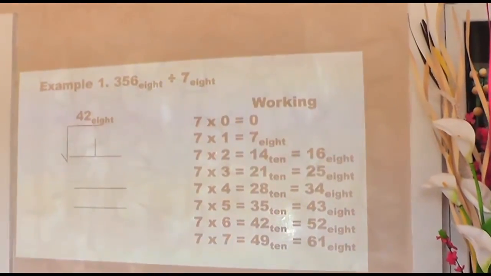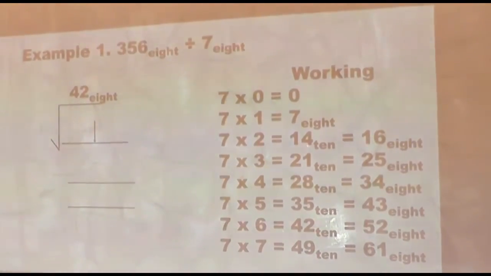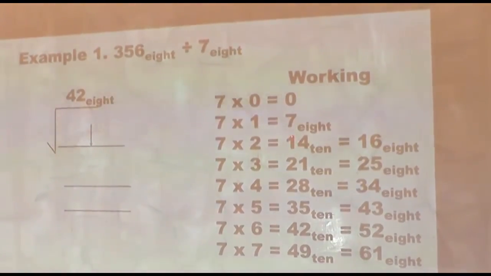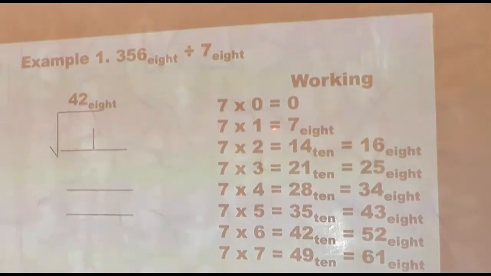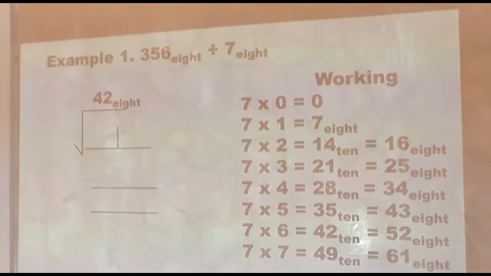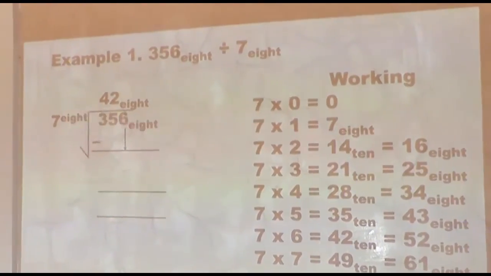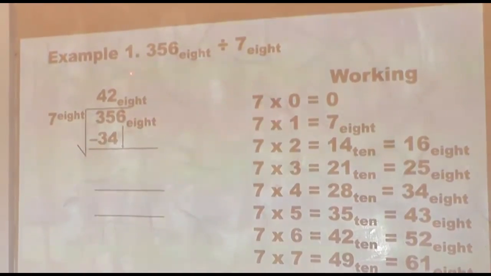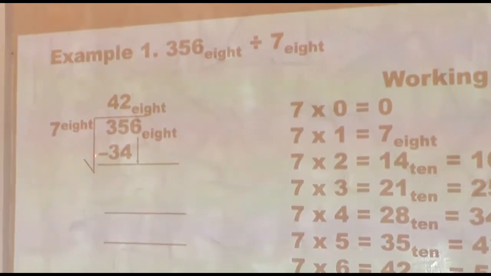Just as we know, if I am saying 7 times 2 is 14, now if I ask a student what is 14 divided by 7, it will be easy for you to figure out that it is 2. So that is what we are going to apply. Now, 356 base 8 is to be divided by 7. This is like our normal long division.